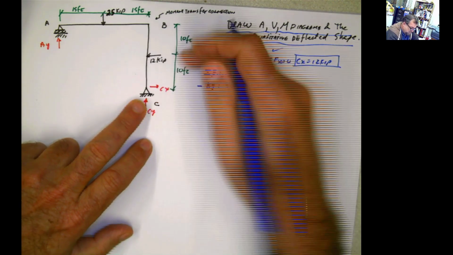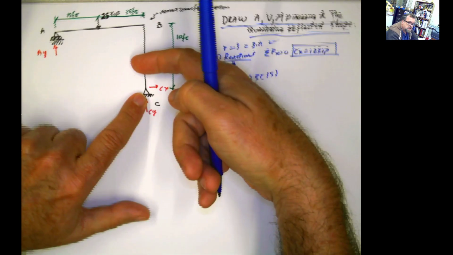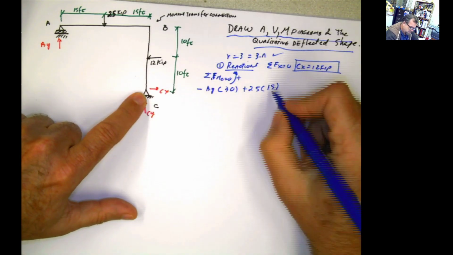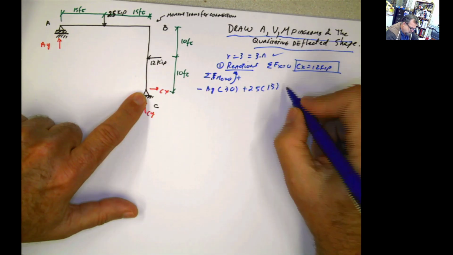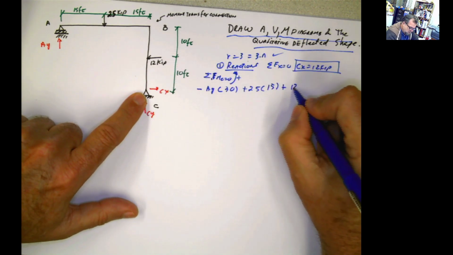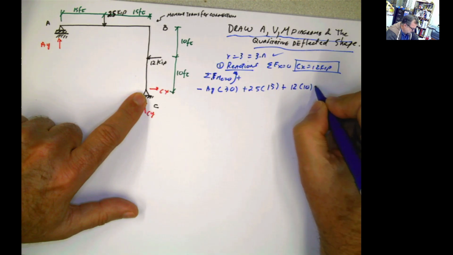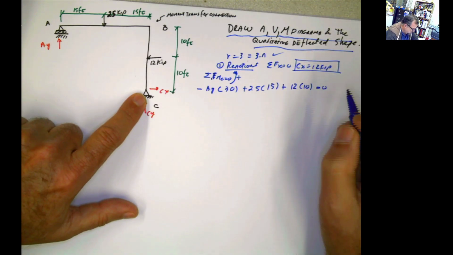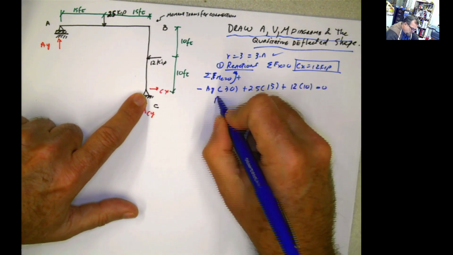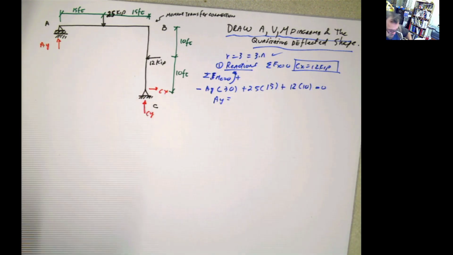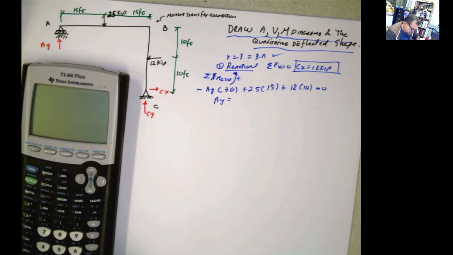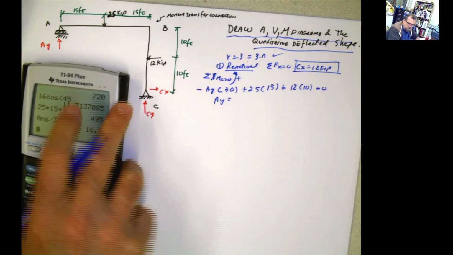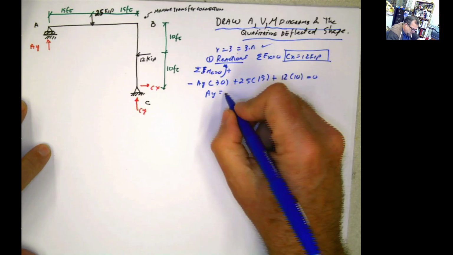And then you have this 12. Once again, you put your pin here, you push it in that direction. This is the direction of the rotation, so this is gonna be plus 12 times 10, and that's it. You only have one force, two force, and the reaction, 1, 2, 3, equals 0. So from here, you can solve and calculate your Ay reaction. Ay equals 25 times 15 plus 120, divided by 30, and that's gonna be 16.5 kip, positive.